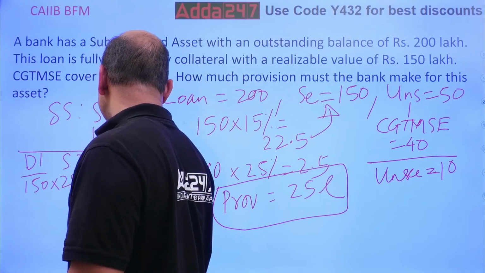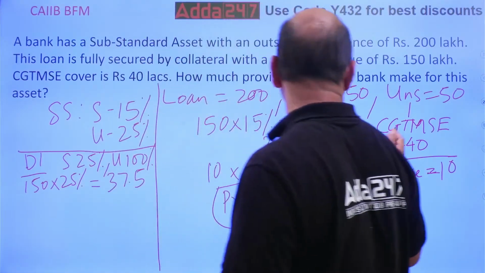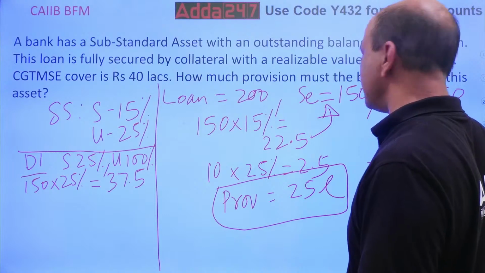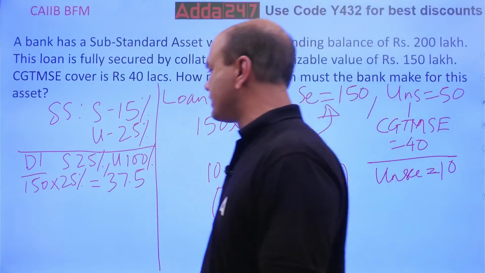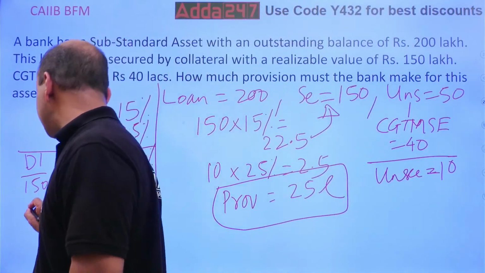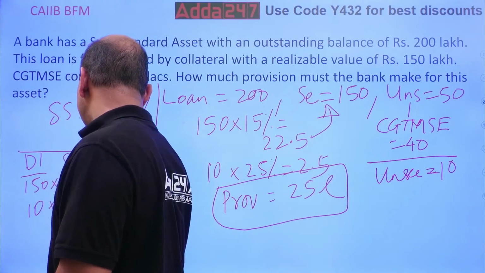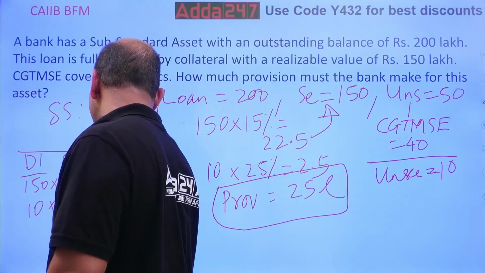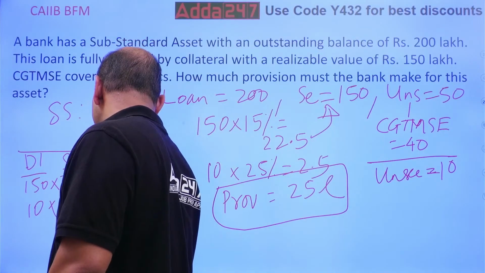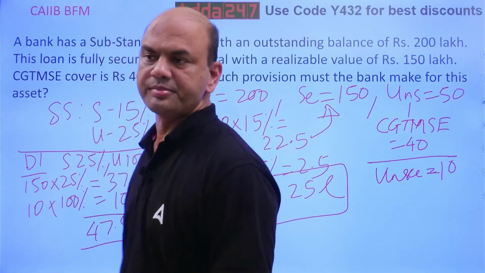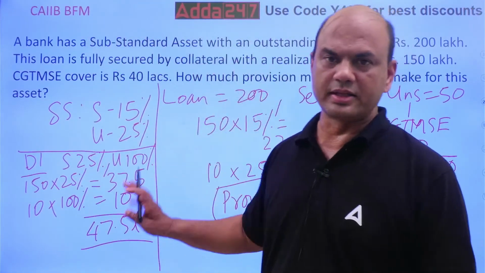What about this unsecured part? You are having a coverage also, right? So 40, so 10 lakhs only. So provision equals 10 lakhs, and this is 100%. 10 lakhs into 100% is equal to 10. So your total provisioning is 47.5 lakhs, in case it is D1.